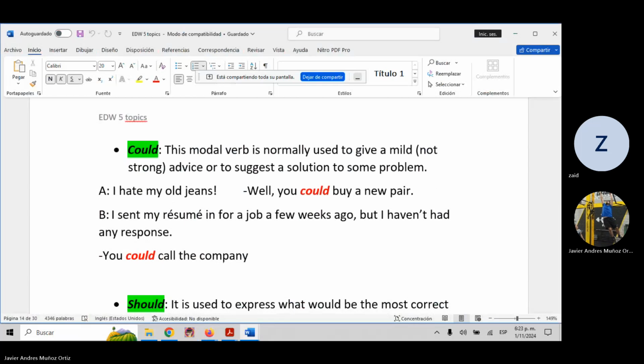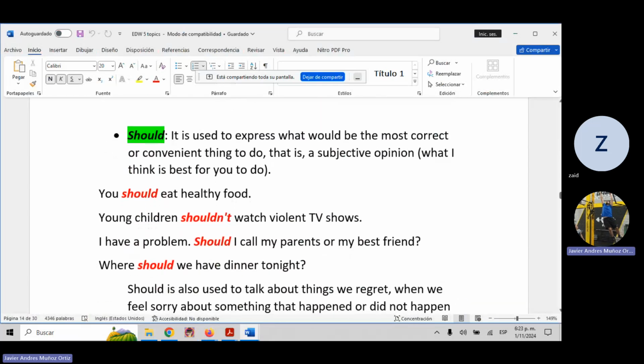So this is good. What about should, for example? In this case, we are going to use should to express what would be the most correct or convenient thing to do. I mean, in my opinion, this is something subjective. This is an advice taking into account the experience, points of view. So this is something personal that I'm going to tell you to do because I think this is the best way to manage this situation, according to my opinion, according to my point of view, but nothing else.